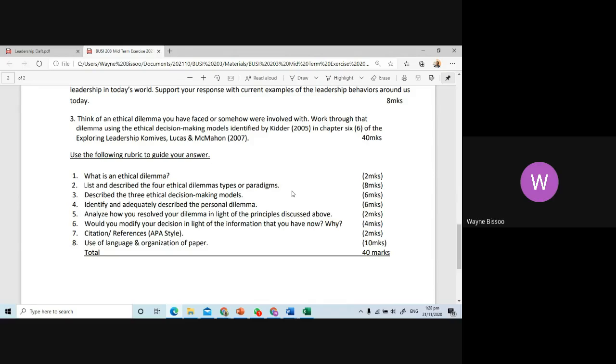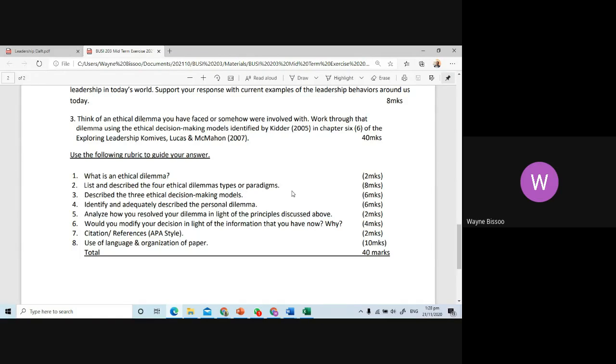And what was it? Was it an individual versus community dilemma? Was it short term versus long term? What were the things you were looking at? So that's how you're going to be critiquing it. All right. Would you modify your decision in light of the information that you have now? And why would you do that? So now this is a value judgment we're asking you to write here.